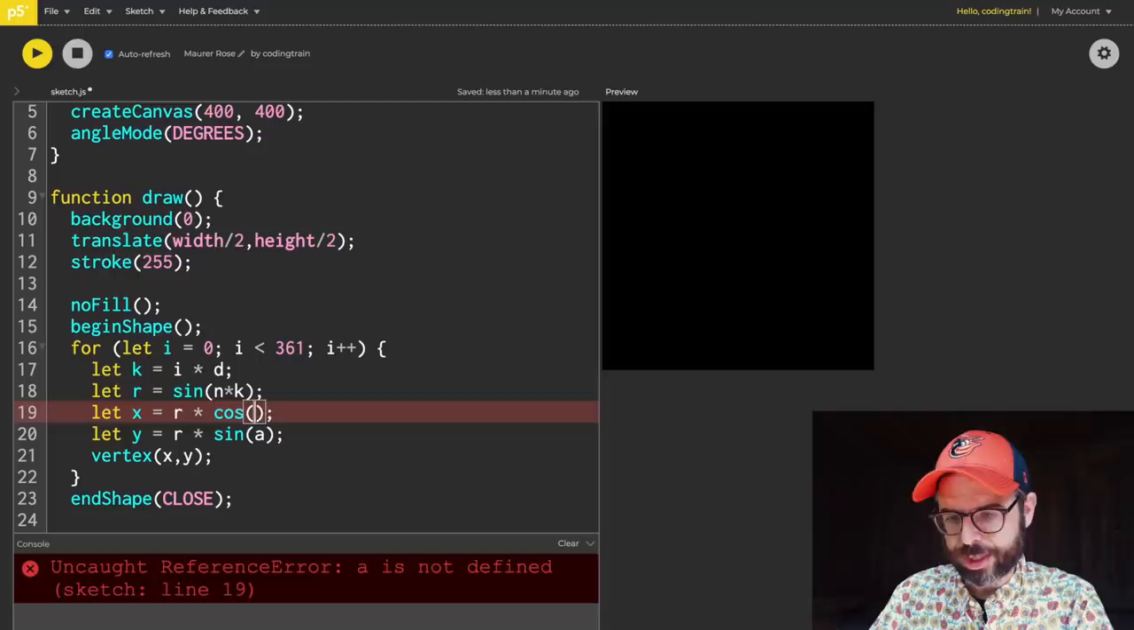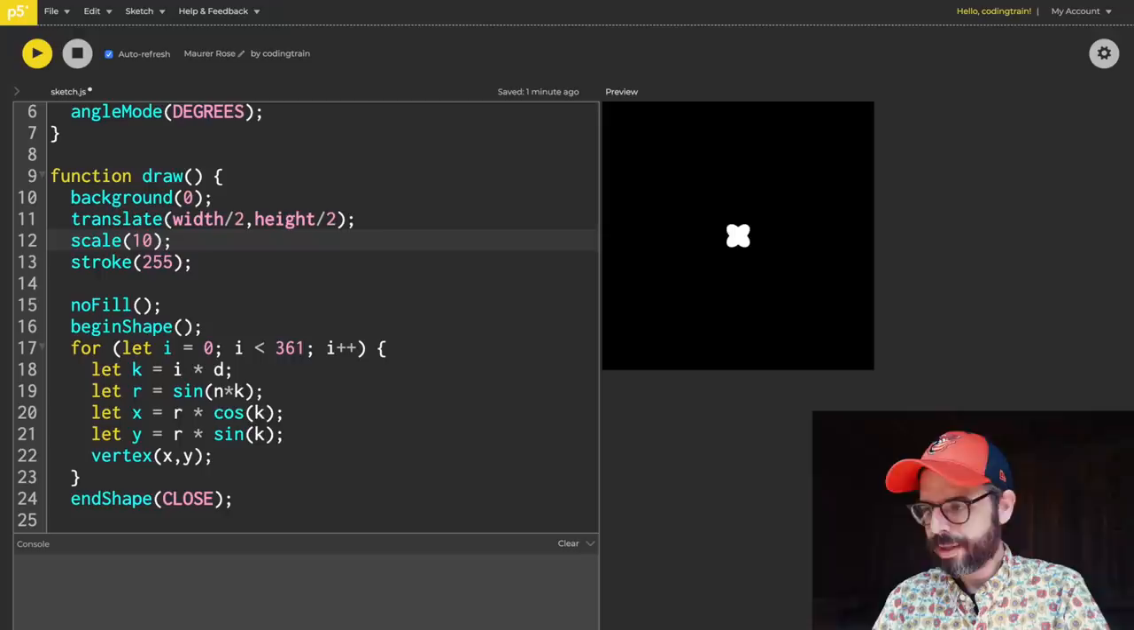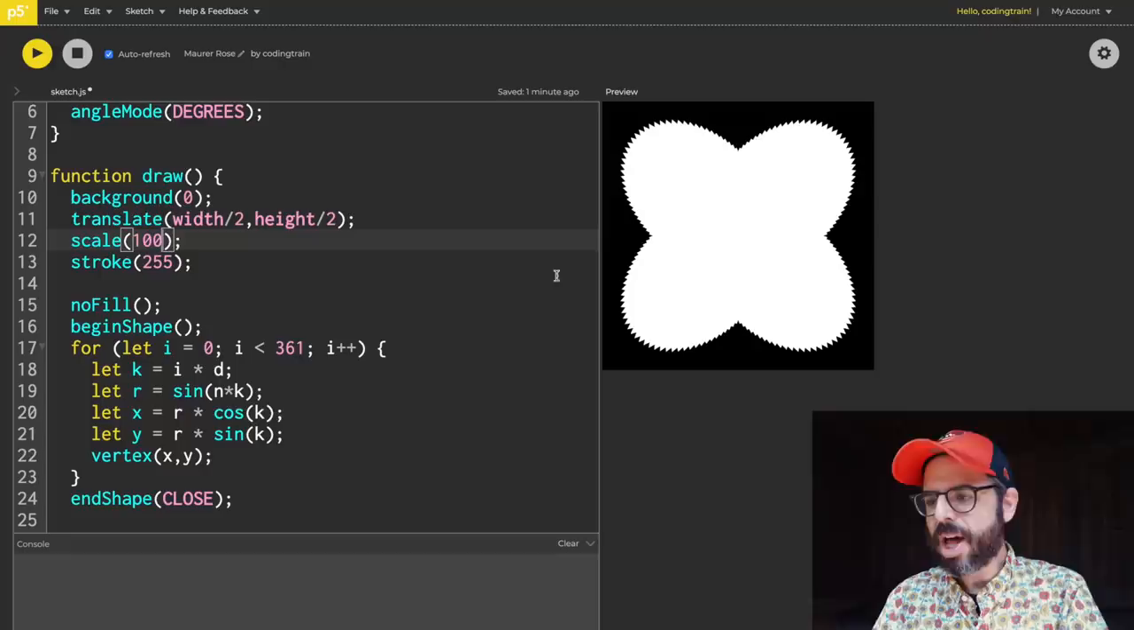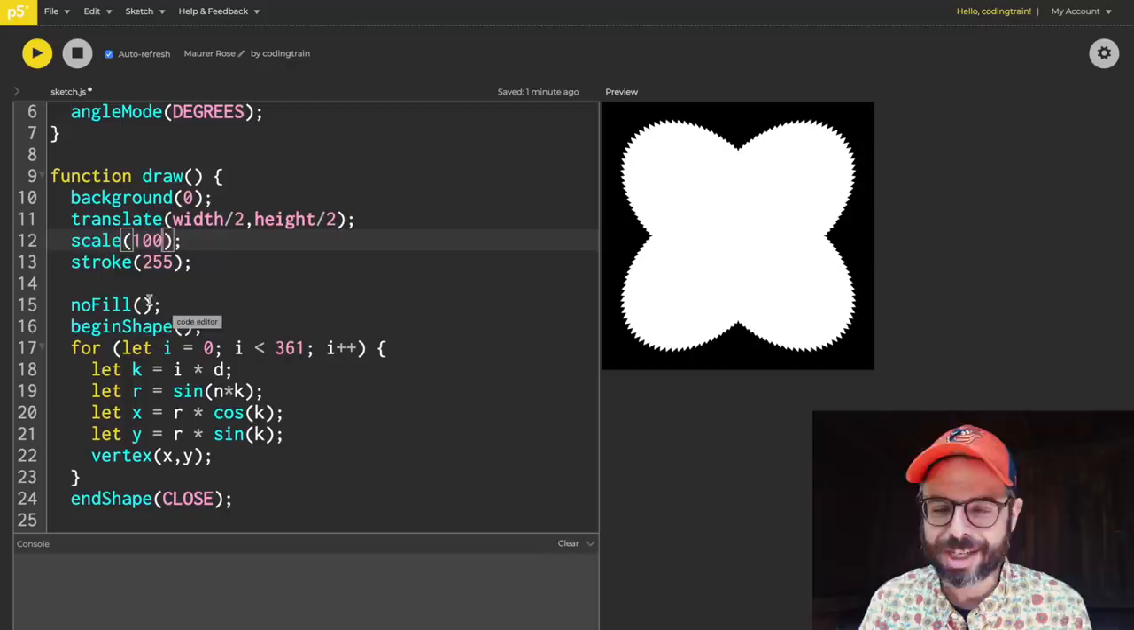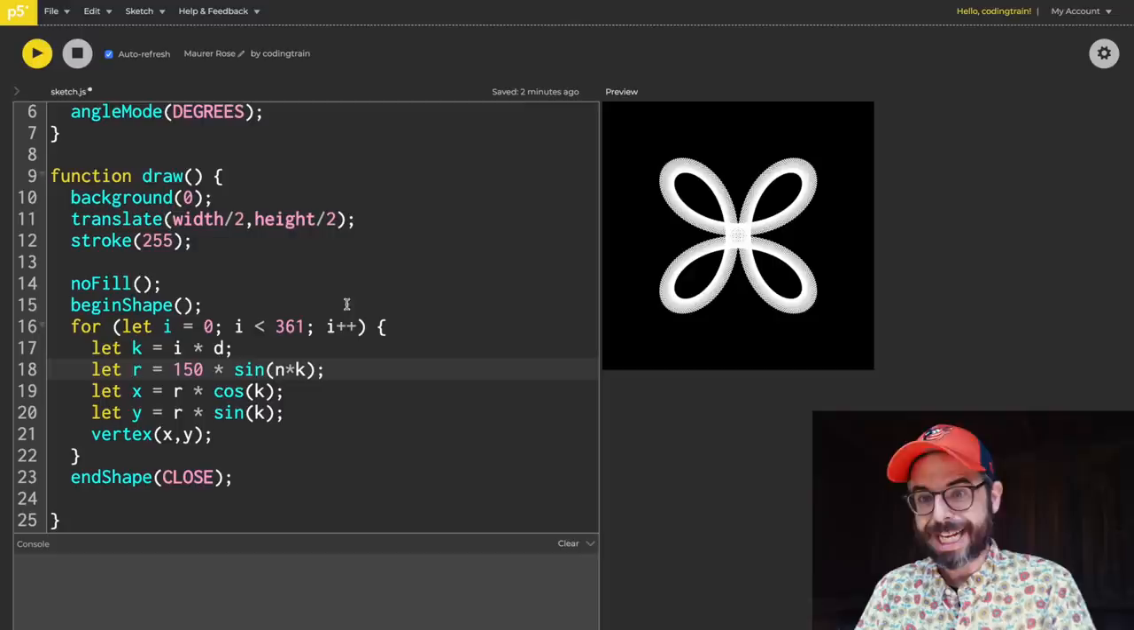So I can just change this to k, and I believe if I zoom in right over here, there's the Maurer Rose pattern, but it's so tiny, I need to expand it out. So one thing I'm just sort of curious to do is I could try saying something like scale, and we can start to see I'm sort of using scale to grow it. But the line thickness grows with the scale function. So more likely I could think about the stroke weight, but really what I want to do here, I think, is just expand out r by like 150. And there we go. This looks exactly like this Maurer Rose pattern.